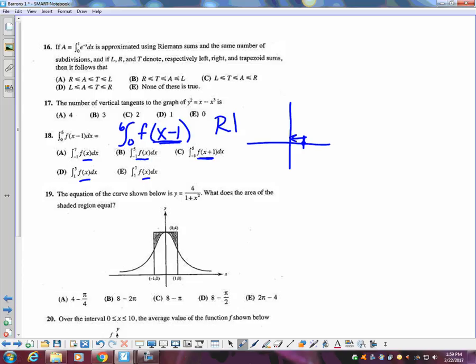So what's that going to do to these limits? Well, it's going to make this one a negative 1, and it's going to make this one a 5. Again, this is shifted right 1, so it's here. To get back to your original f of x, it would have been here. So you're going left 1. So I have to take 1 off of my integral.